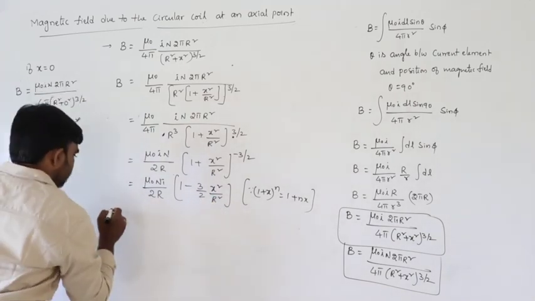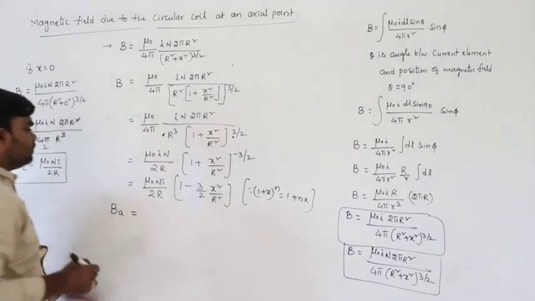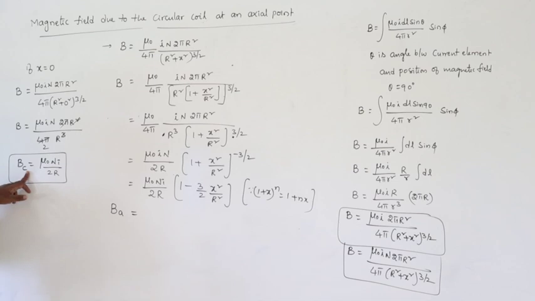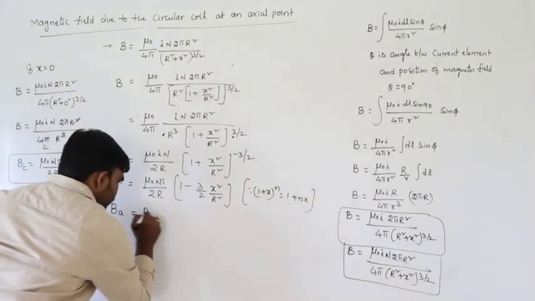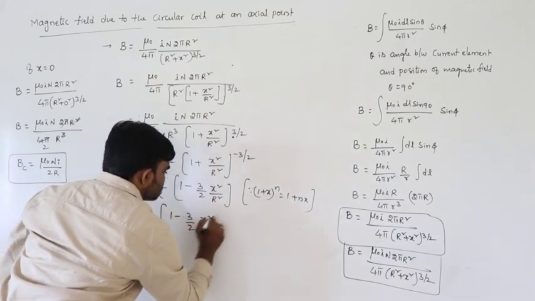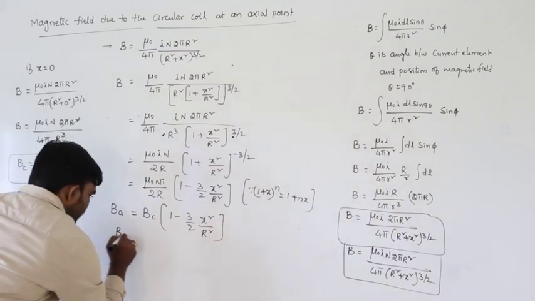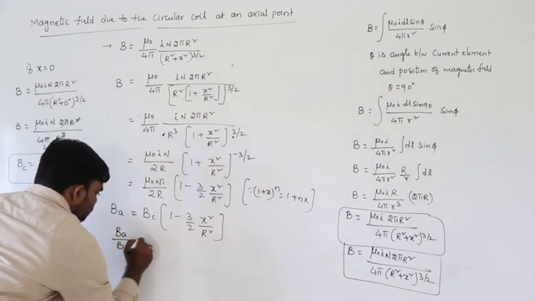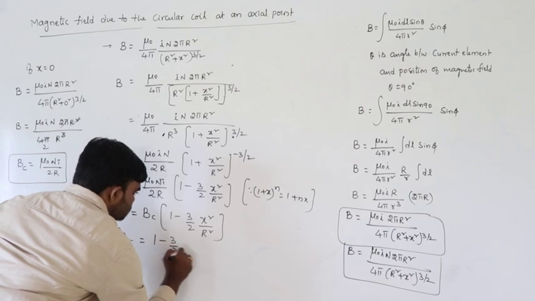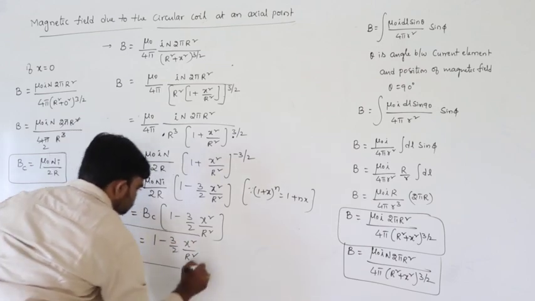So this is at an axial point. So, B axial point is equal to, what is the mu naught n I by 2r? Magnetic field at the center. Magnetic field at the center into 1 minus 3 by 2 x square by r square. So, therefore, B axial point divided by B center is equal to 1 minus 3 by 2 x square by r square.